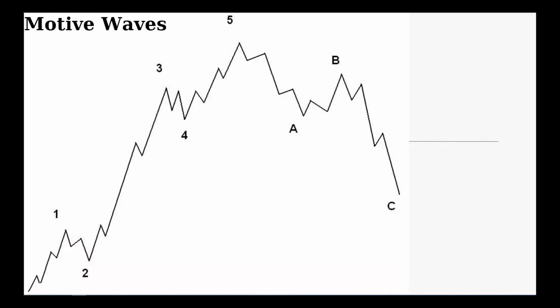It's important to note that there are 2 rules that all motive waves must obey, as we discussed in the beginner's course. First, wave 2 never retraces more than 100% of wave 1. Second, wave 3 is never the shortest wave among waves 1, 3, 5. This structure of the motive wave is crucial to understand and interpret the market trends and patterns.